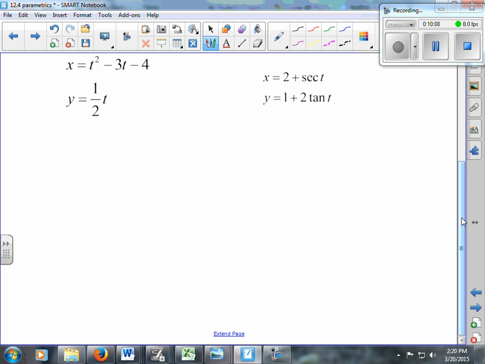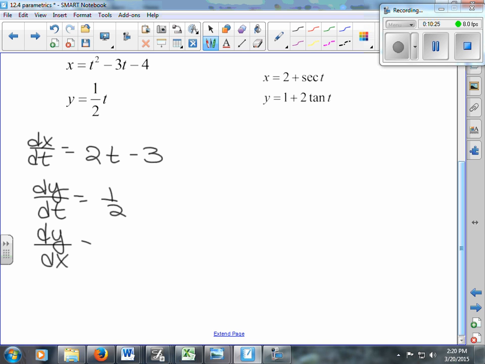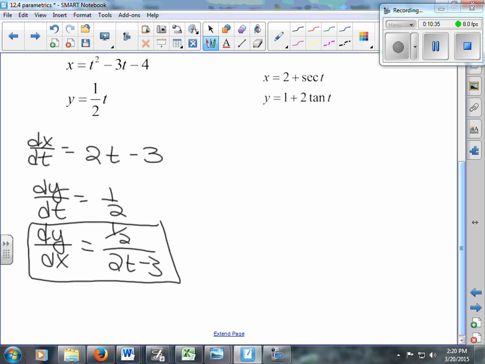On this first example, I can find dx dt. I just need to take the derivative of x, where t is the independent variable. And then I can find dy dt, and so that is just a half. And that means that dy dx is going to be dy dt, 1/2, divided by dx dt, 2t minus 3. And we're done. Now notice your dy dx, your slope of your tangent line, is a function of t, but that's okay.